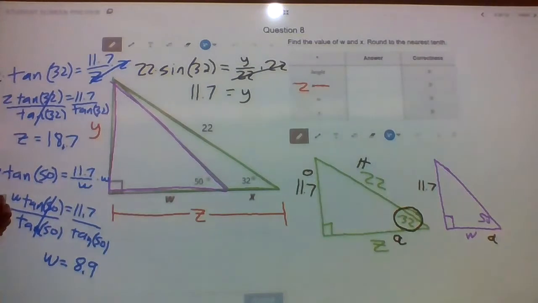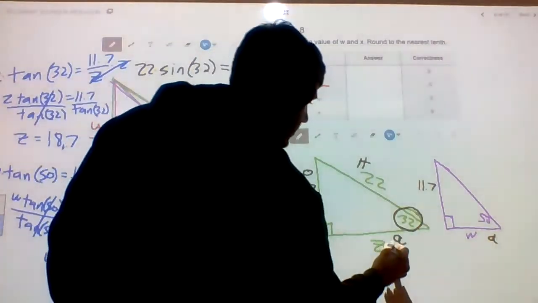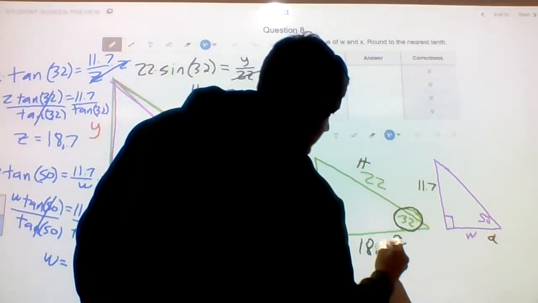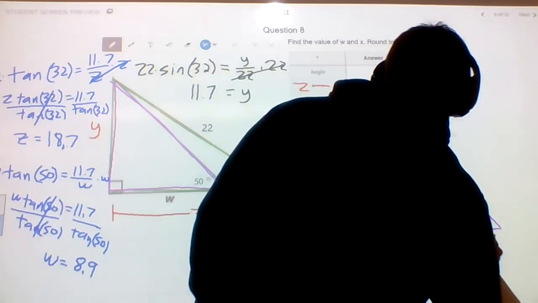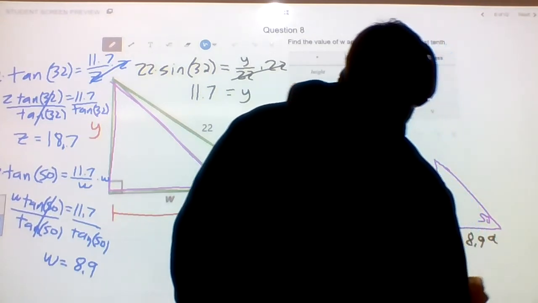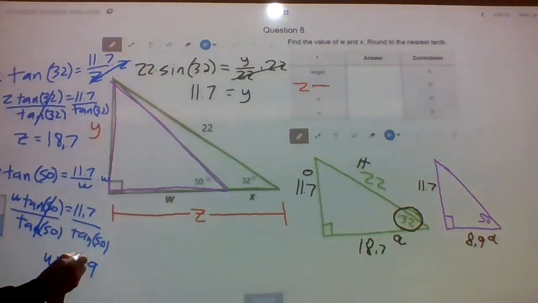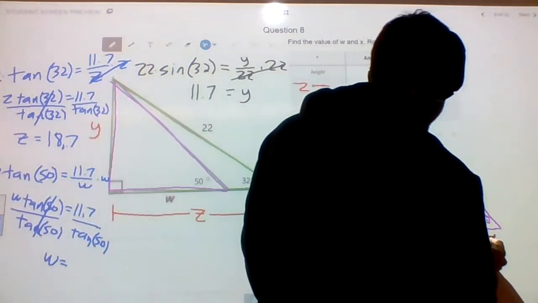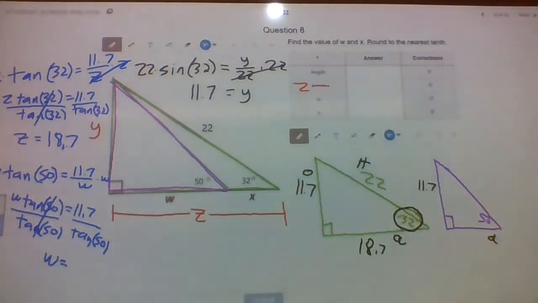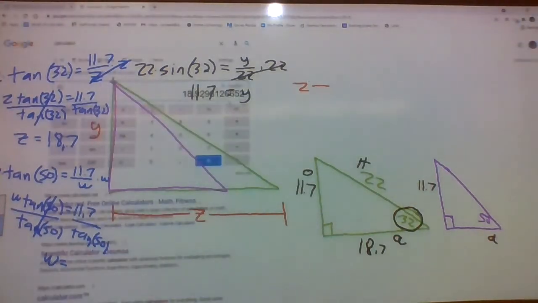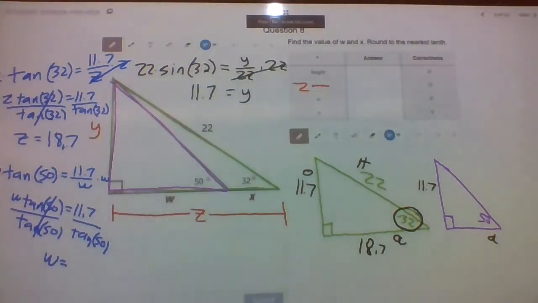Therefore we have the base of both triangles, the big triangle and the small one. This one will be 18.7, and then this one is 8.9, or is it 9.8? Hold up, it might be 9.8. Let me put it in the calculator, I don't remember. 11.7 divided by tangent of 50 is 9.8. It should be 9.8.